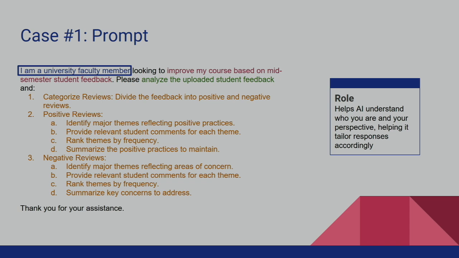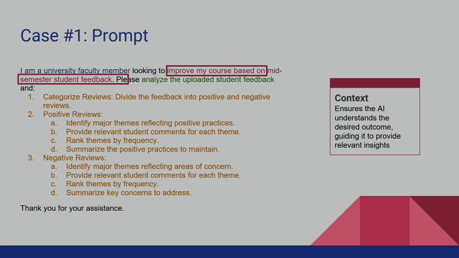You want to let the AI know what your role is so that it has some context, so it understands how it should talk to you, what kind of locus of information to direct its search on. And so in this case, we said, I am a university faculty member. The other is context, right? So you want to ensure the AI understands the desired outcomes, so it can guide it to provide relevant insights. So in this case, we've said, improve my course based on mid-semester student feedback.